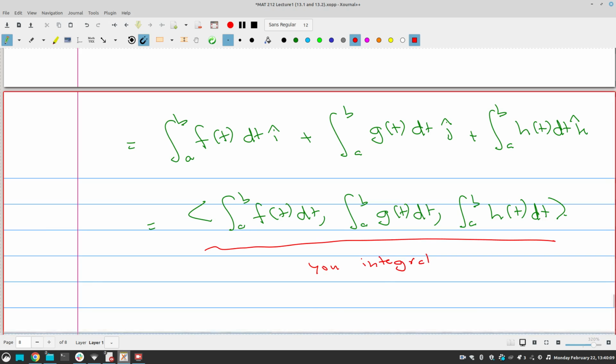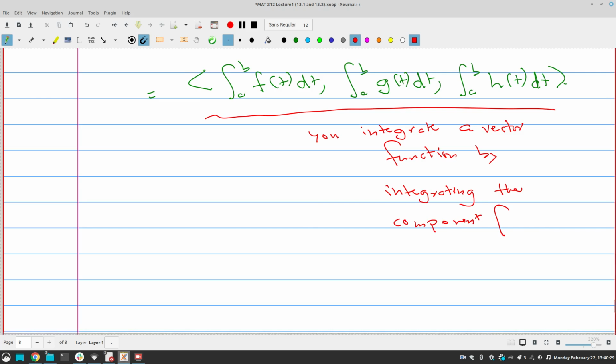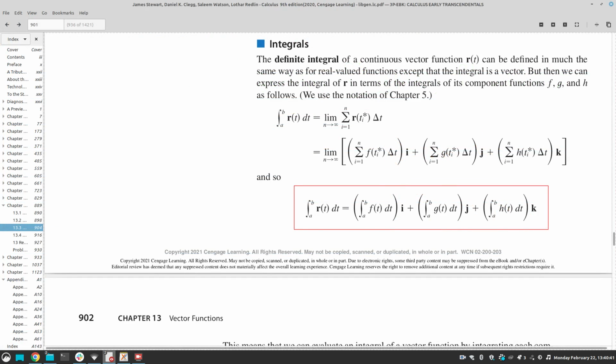You integrate a vector function by integrating the individual component functions. So for example, let's go back to our text.